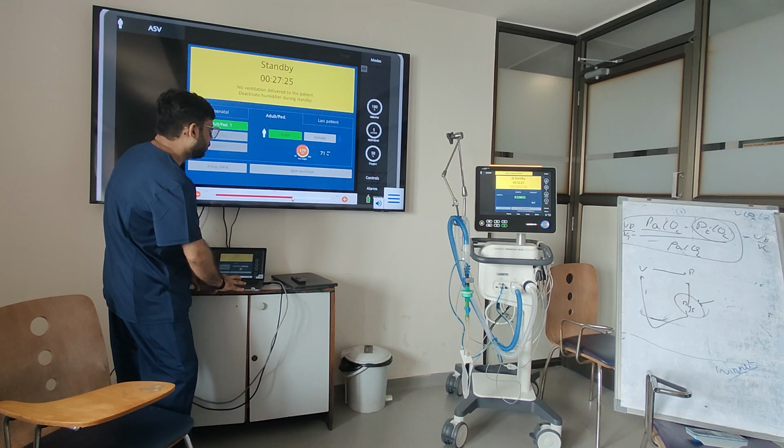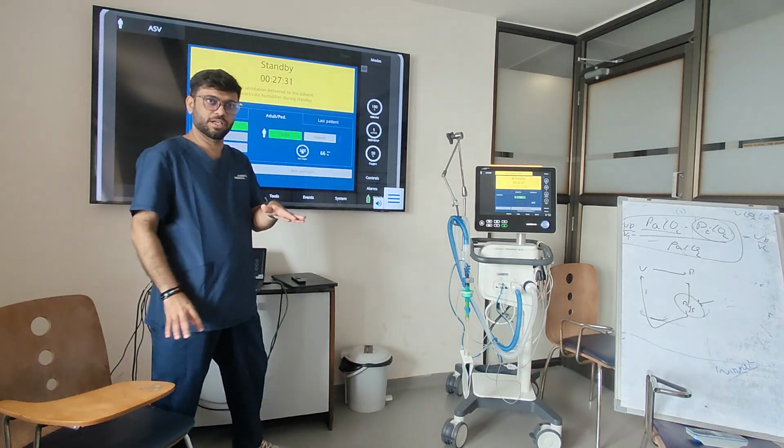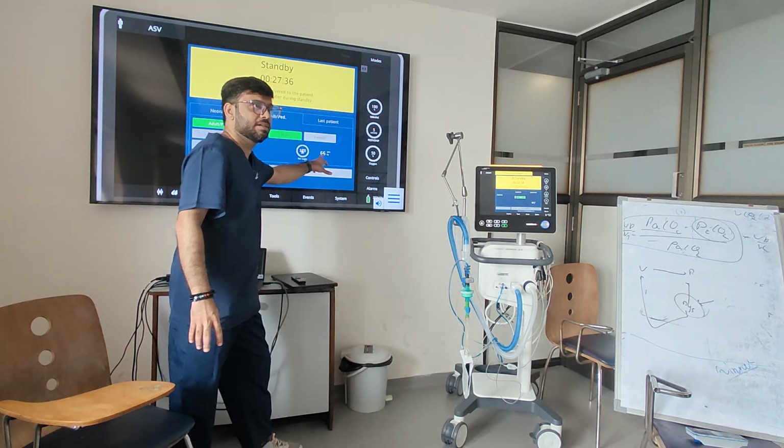Yeah, I again go to the normal one. So I set my height here. Then I get the ideal body weight. For an adult it is taking 100 ml per minute per kg. So that means if you are setting 100%, you will get 6.6 liters of minute volume.